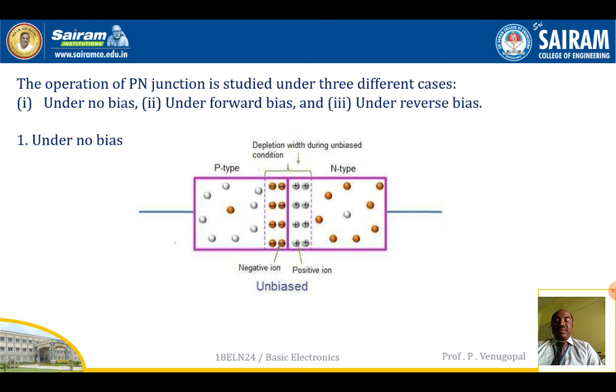Means unbiased condition. You are observing the unbiased condition of the PN junction diode, where the p-type semiconductor has holes as the majority carriers, and the n-type has electrons as the majority carriers, and the holes from the p side are crossing the junction to the n side, and the electrons from the n side cross the junction and move to the p side as shown in the figure.